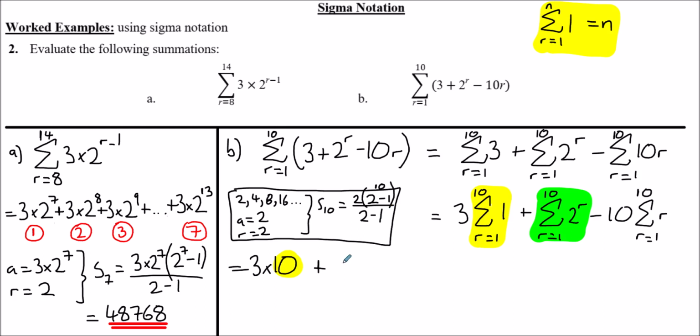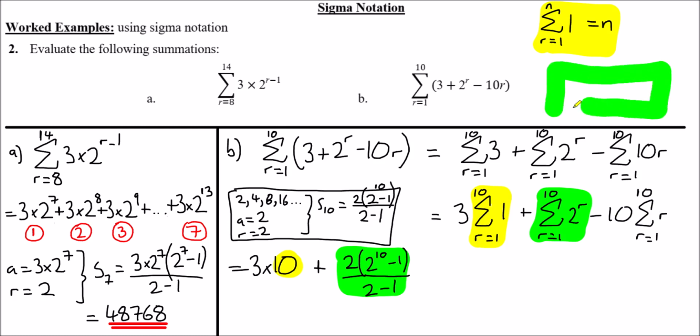So I can write this in here, so 2 lots, 2 to the 10 minus 1 all over 2 minus 1. And the final one, at the end, this minus 10, the sum of r from being 1 to 10, this is minus 10 lots of the sum of the first 10 integers, which again was a result we discussed in the introduction to sigma notation. So for this one here, we can use this following result.